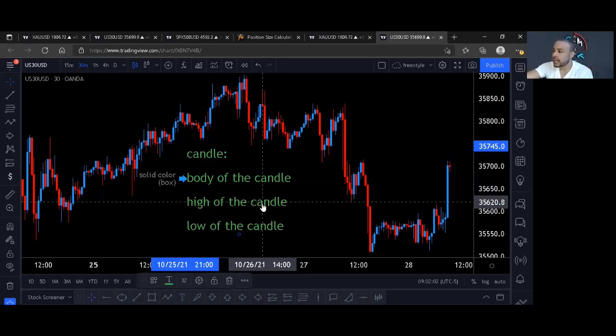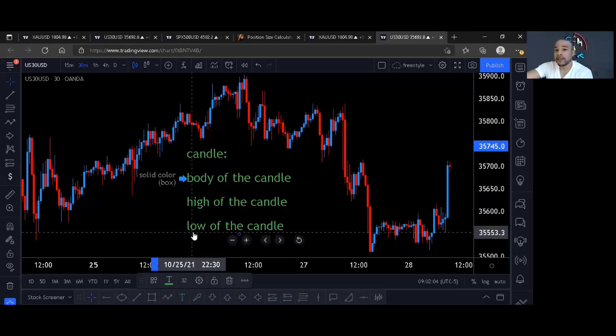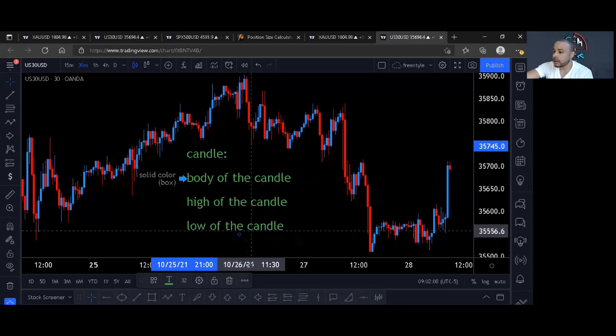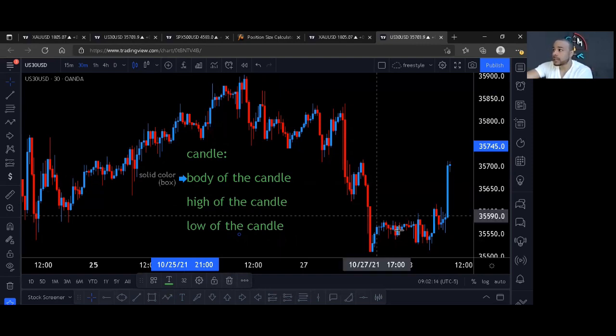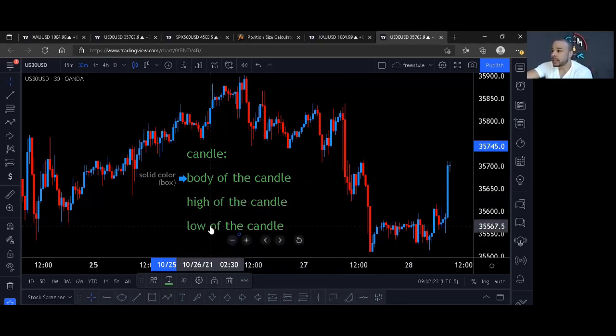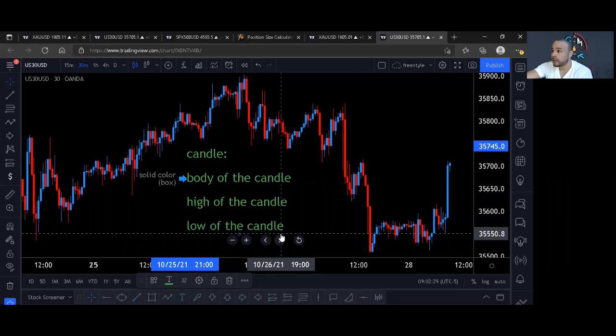The high of the candle, and then you have the low of the candle. The high of the candle is going to tell you the highest point that price has reached during that time frame. And then the low of the candle is going to tell you the lowest point that price has reached during that time frame.